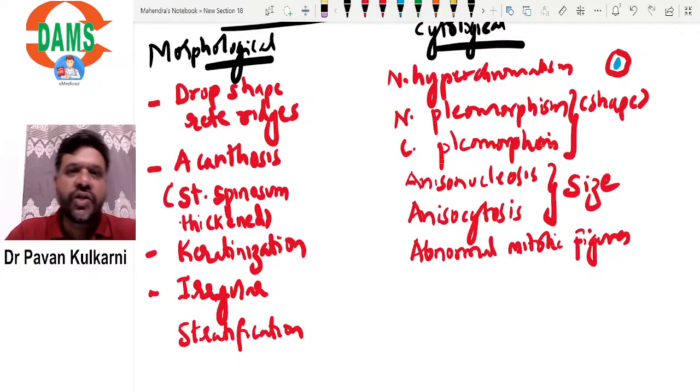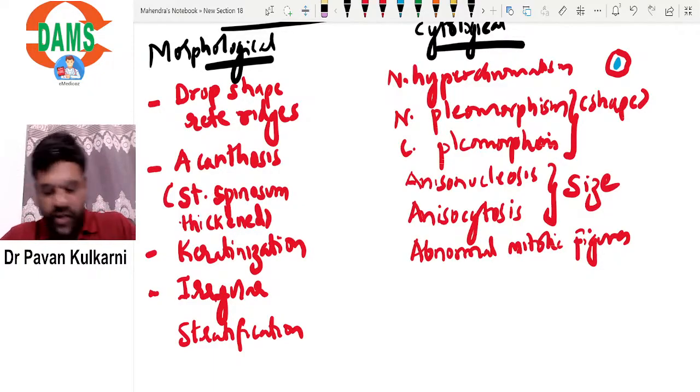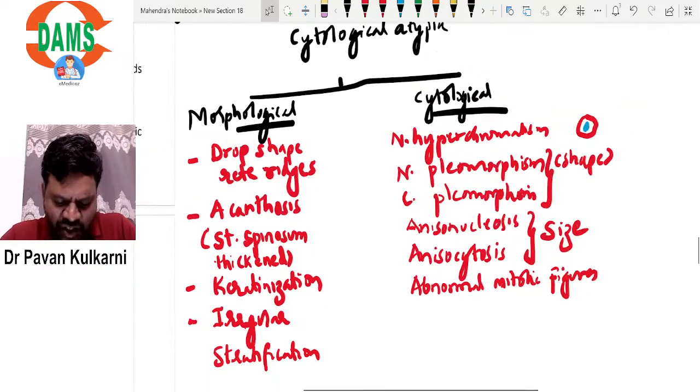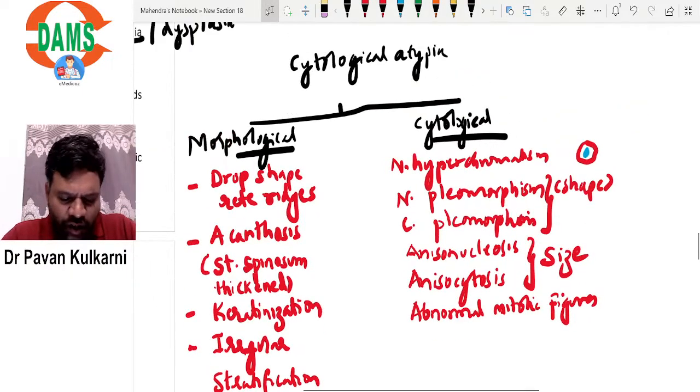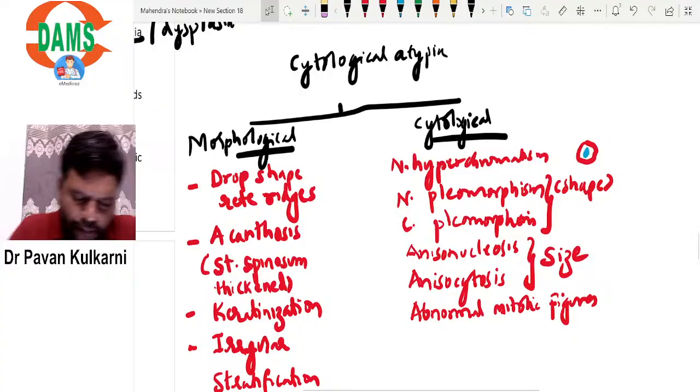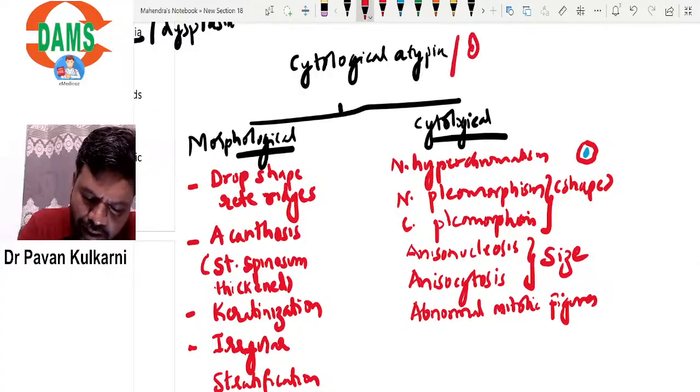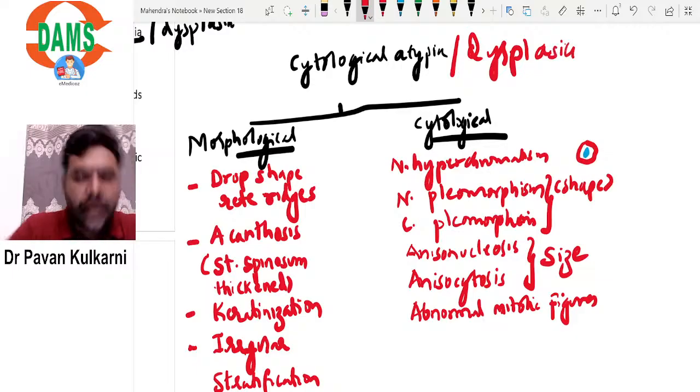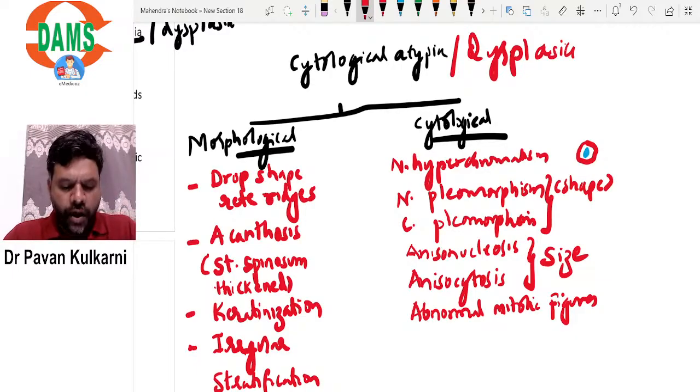So we have seen morphological features, we have seen cytological features. Whatever cytological features of atypia, also known as dysplasia. Remember, atypia is also known as dysplasia. Both are the same. If you see less of these, then it is well differentiated cancer. If you see more, then it is a moderately differentiated squamous cell carcinoma.